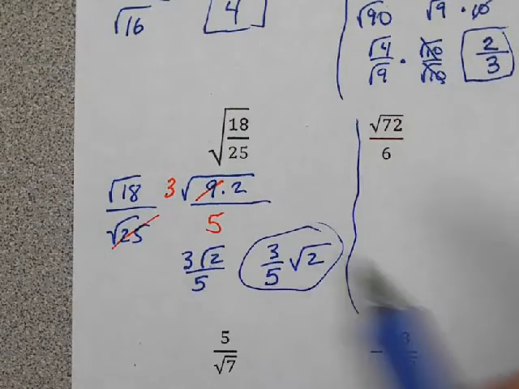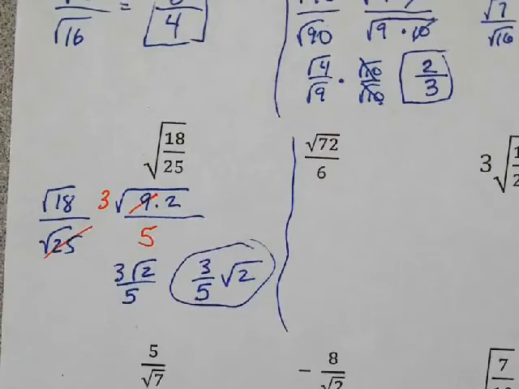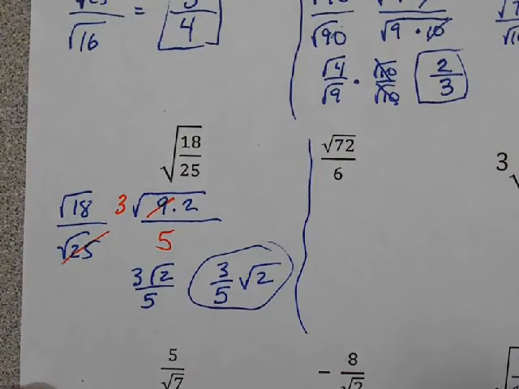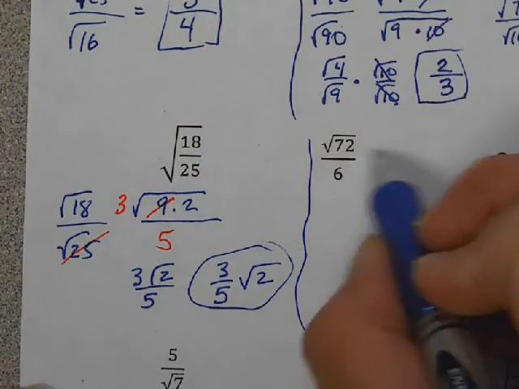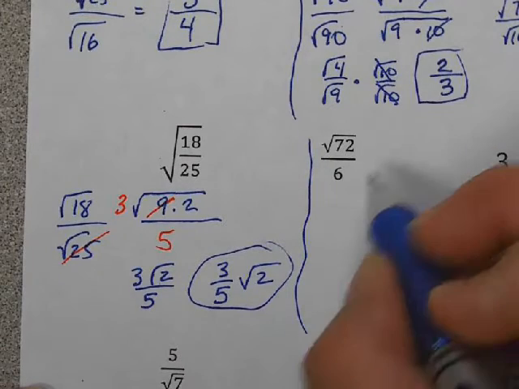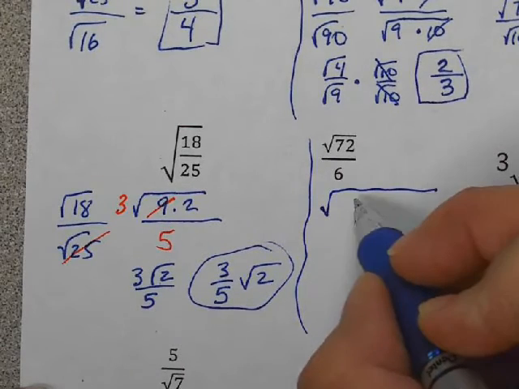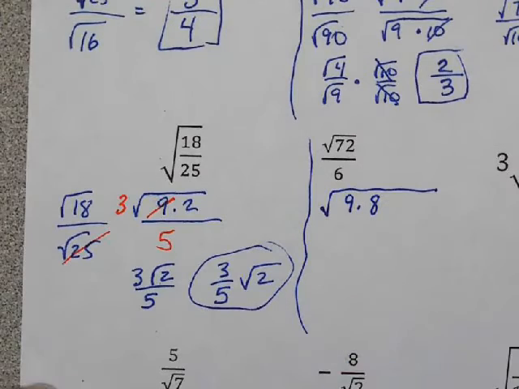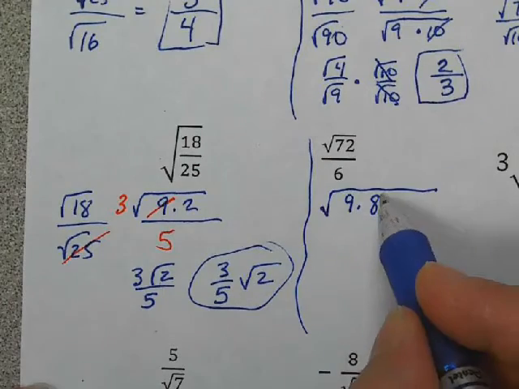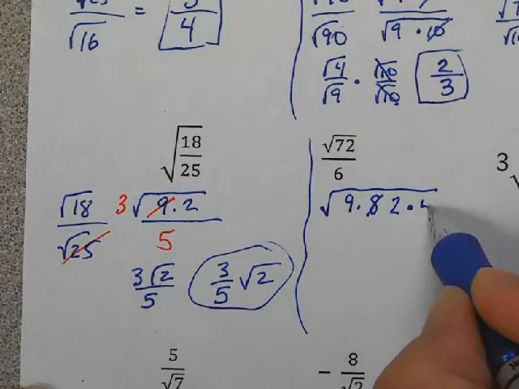Okay, let's do this one. Square root of 72 over 6. I want to try to break up 72 so that I can get some perfect squares and some prime numbers. So 72, I'm going to make 9 times 8. 9 I'm going to keep because it's a perfect square. 8 I'm going to factor again. I'm going to do 2 times 4 over 6.